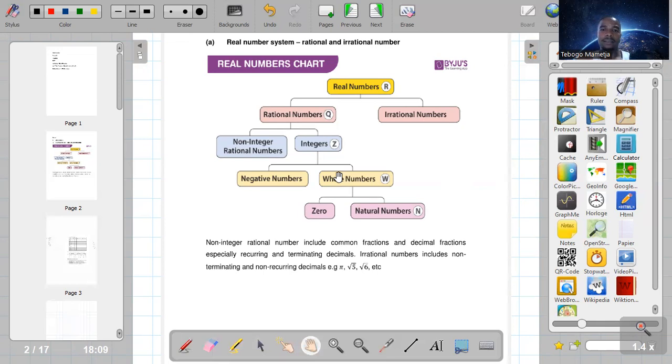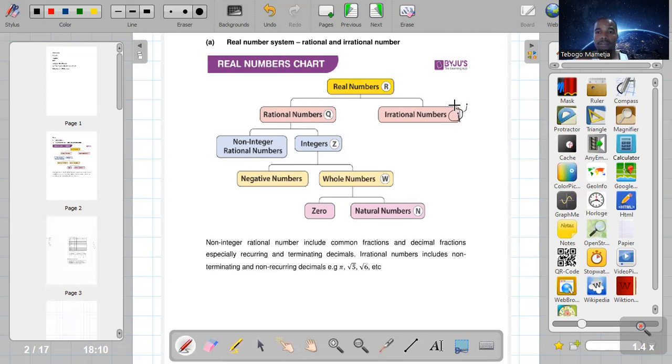Let's start. On the screen, I displayed the chart or a diagram for the real number system. As you can see on the screen, real numbers are divided into two categories or two branches. We have rational numbers, which use the letter Q, and irrational numbers, which use the letter Q with some hyphen. Let me activate my pen.